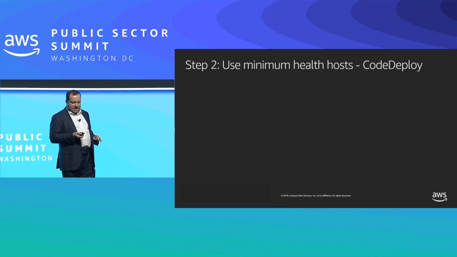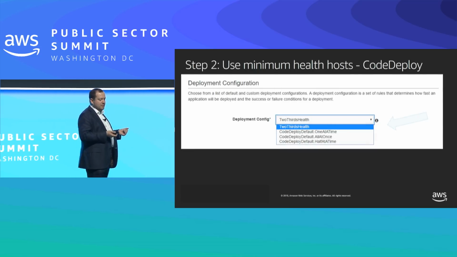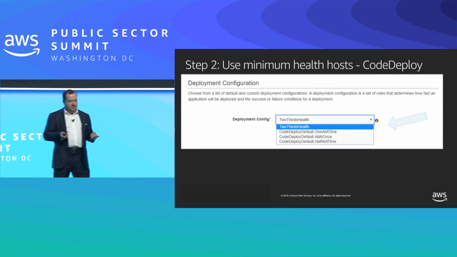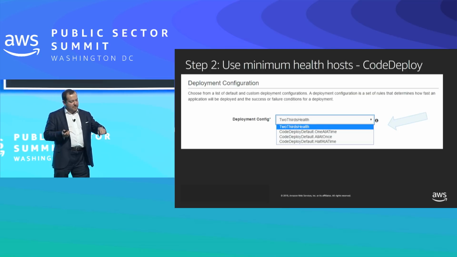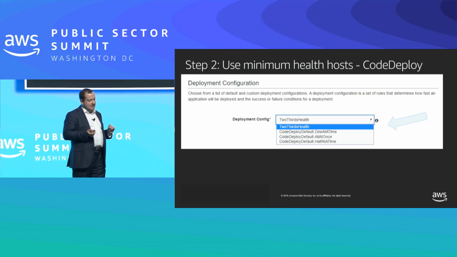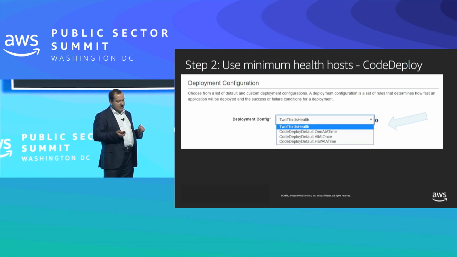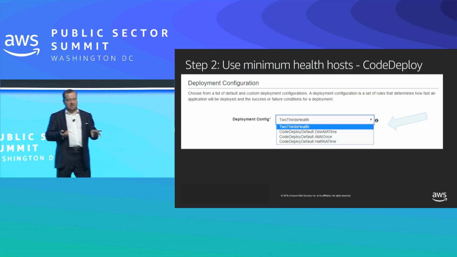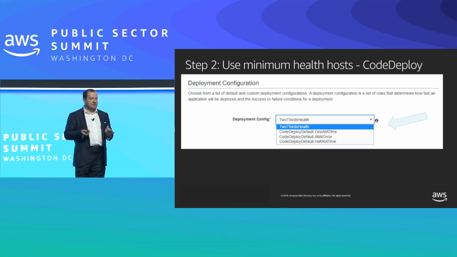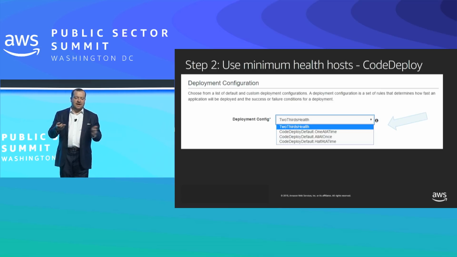If you want to actually do that, the way you do it is in CodeDeploy, you configure your deployment configuration, and you can choose the deploy config here. The CodeDeploy defaults, one at a time, all at once, half at a time, that's like how fast it deploys. But you can do a custom configuration. So you can say, I want 2/3 of my fleet to be healthy at all times. And you can define that threshold.